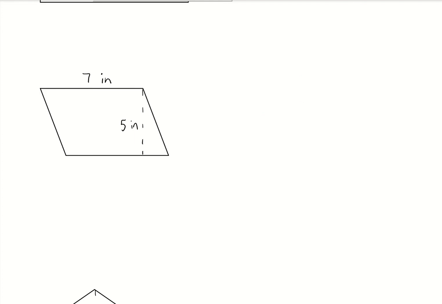All right. Moving right along, we now have a parallelogram. Again, the parallelogram is the same formula, but this is where it starts to get a little bit trickier. Now it's important to recognize that for a parallelogram, we're looking at the distance of this dotted line for the height. We are not looking at this side for the height, okay?